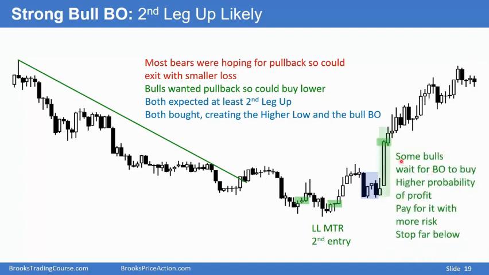Bulls who wanted higher probability wait until they see a very strong bull breakout and they buy the close here or buy the close here. Again, if you're buying after the strong breakout, your stop is down here, your risk is greater, and that's what you have to pay if you want a high probability trade.